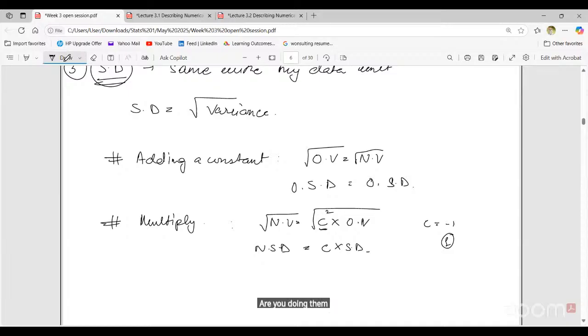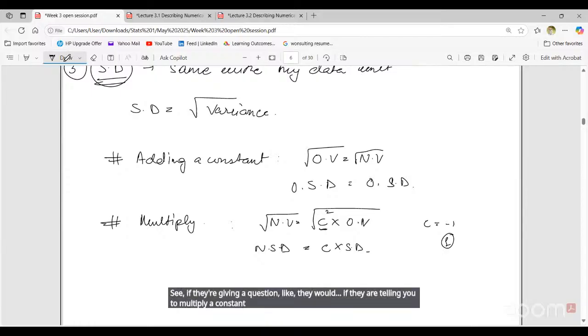The first thing is the standard deviation can't be negative. So your c will always be positive only; it can't be a negative value. Yes, ma'am, but suppose in an exam a student got negative marks, like -50 marks or -4 marks. What happens then? If they ask you to multiply by a constant, they would give you a positive number. They won't be giving you any negative number.